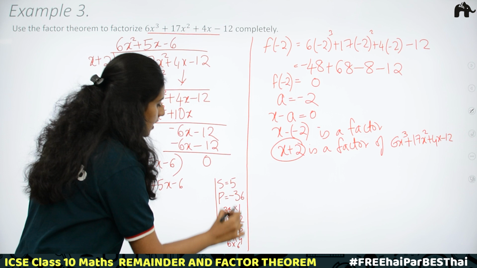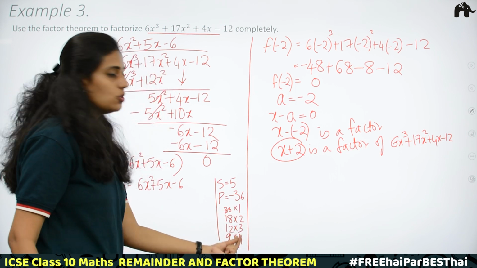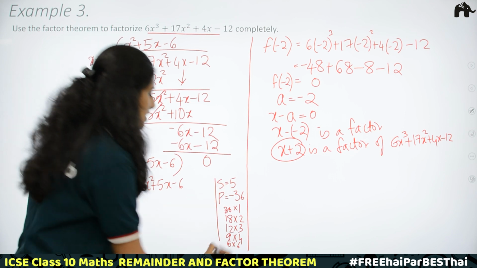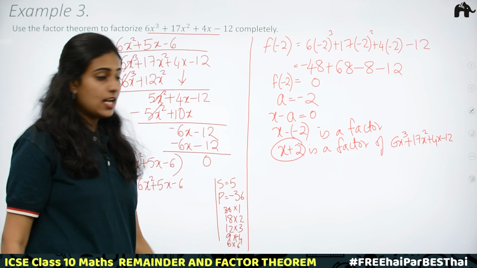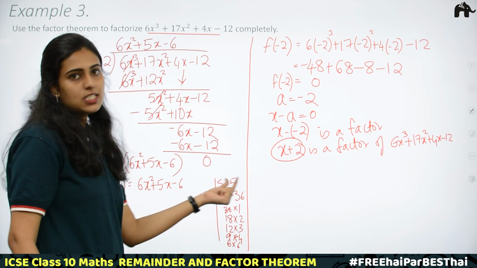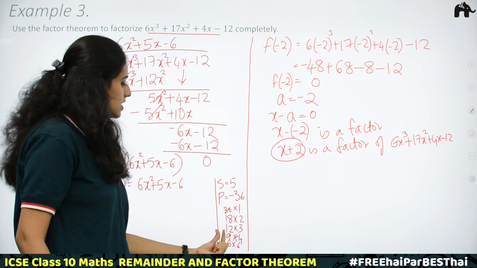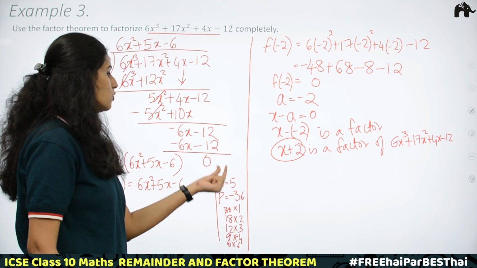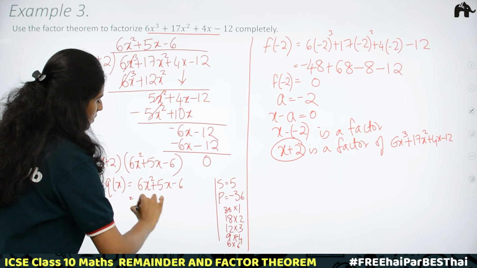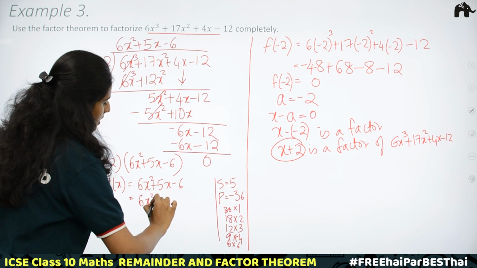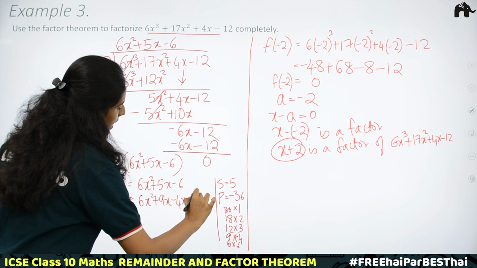Here, when I take 9 and 4, 9 into 4 is 36. So, here I will put a negative sign for the smaller number. Larger number should be positive because sum is positive. 9 into minus 4 is minus 36. What is 9 minus 4? 9 minus 4 is 5. So, we can split the middle term. This is equal to 6x square plus 9x minus 4x minus 6.